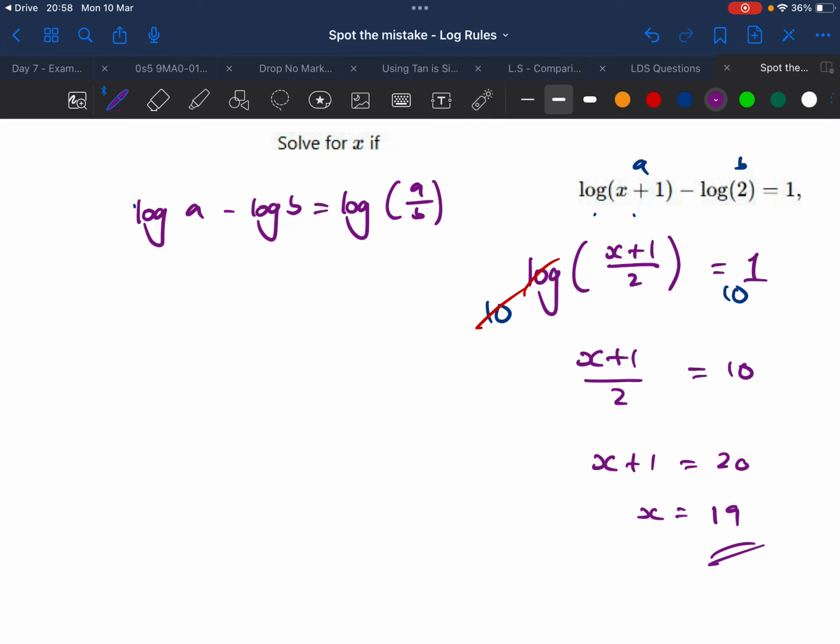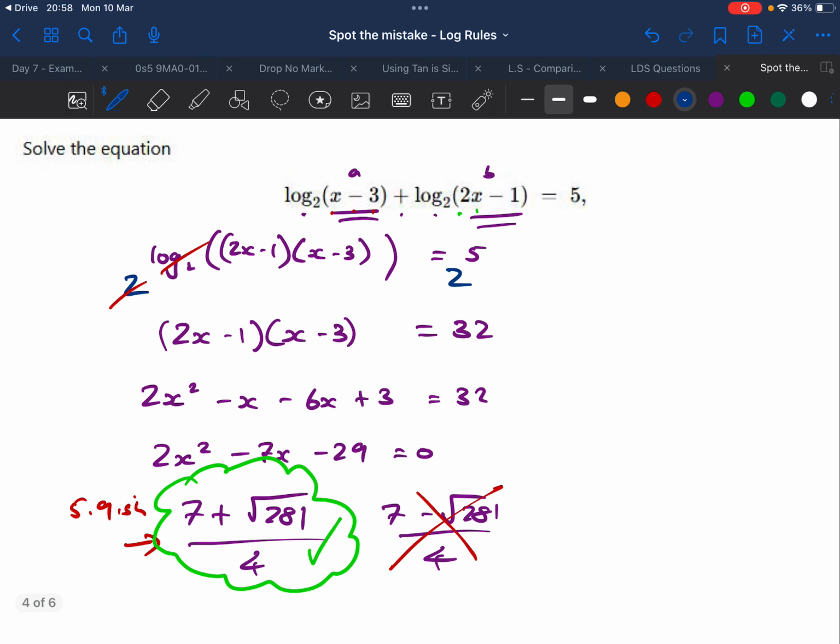So next time for yourself, just before you jump too far into the question, make sure that you are using your logs correctly. And when you do use them, don't forget to check that your solutions actually work with your equation at the start.